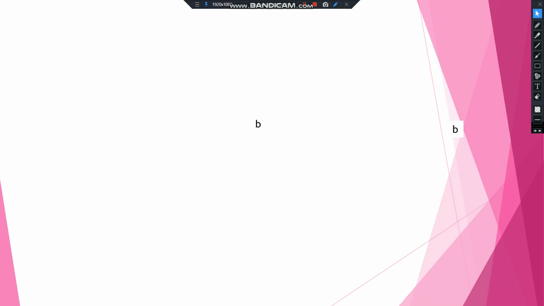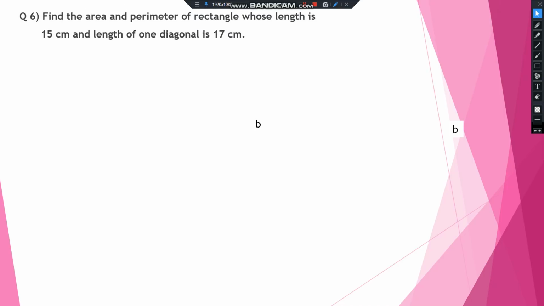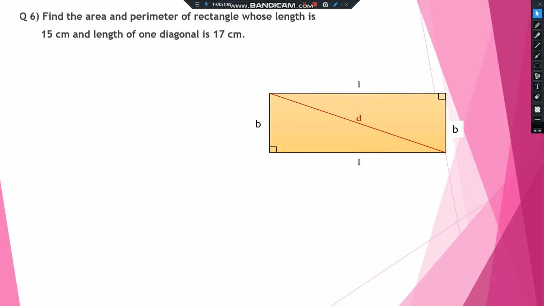Now look at question number 6. Find the area and perimeter of a rectangle whose length is given as 15 centimeter and the length of one diagonal is given as 17 centimeter. So look at the figure here. Here is a rectangle whose diagonal is given 17. So these two are the lengths, and these are the breadth.